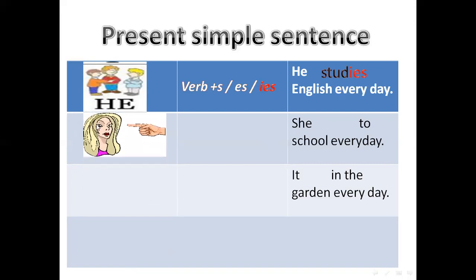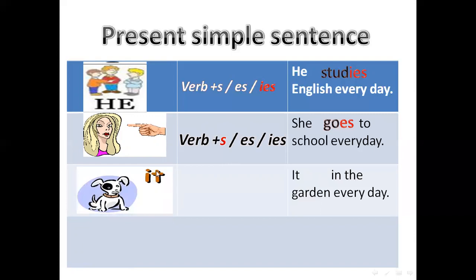With the pronoun she, again we put S or ES or IES. For example, she goes to school every day. Here we didn't put IES and we didn't put S. We put ES. Why? Because here the verb ends with O. If the verb ends with O, with the pronoun he, she, it, or a singular subject, by singular subject I mean only one, we put ES at the end of the verb.